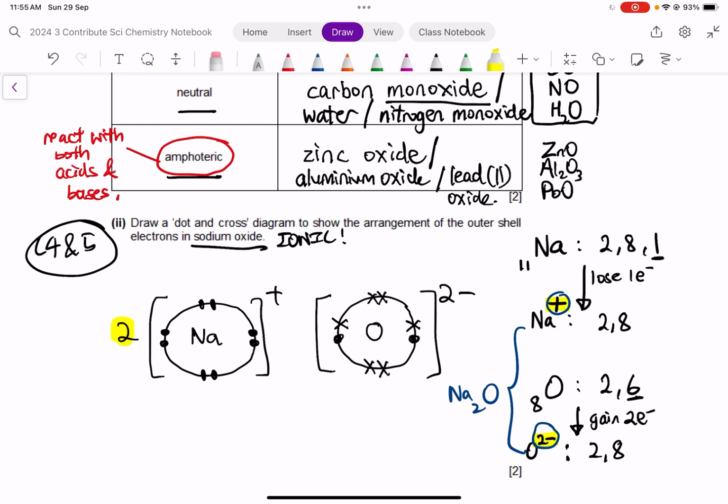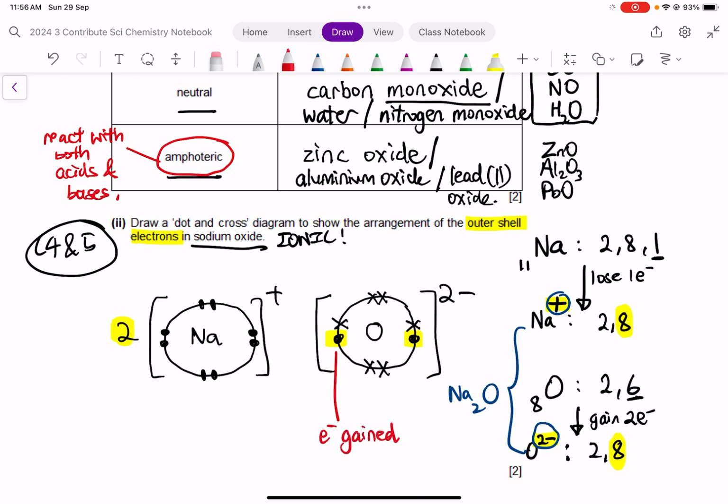with 1 O2-. You are only asked to draw the outer shell electrons. Therefore, we only draw the 8. So instead of drawing 2, 8, we just draw the 8 in the outer shell of Na+ and O2-. Lastly, please take note, electrons gained.